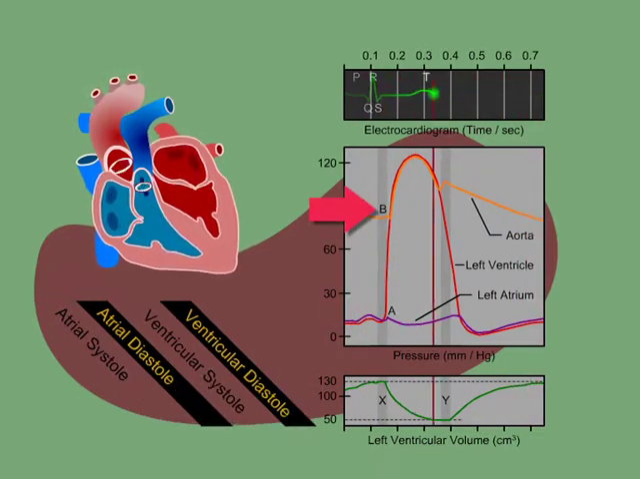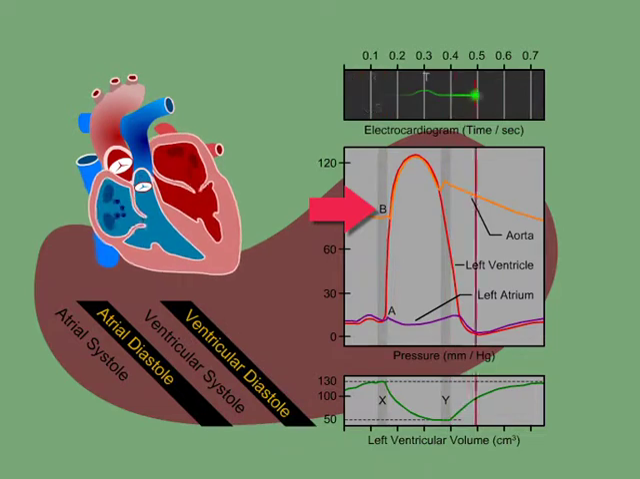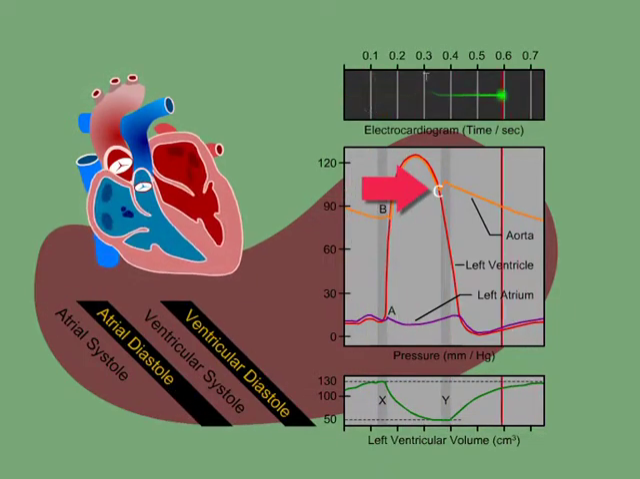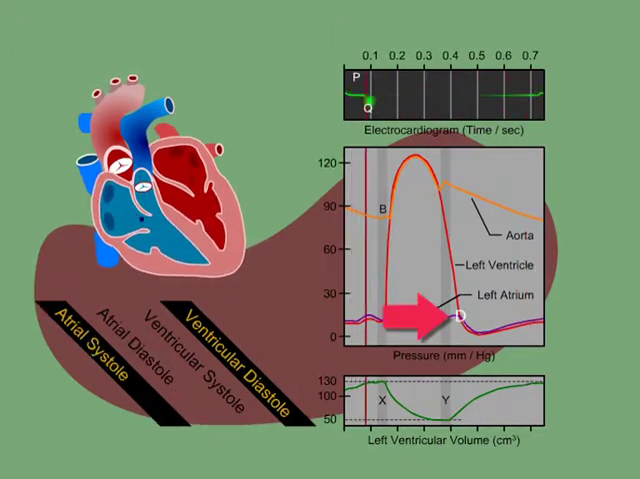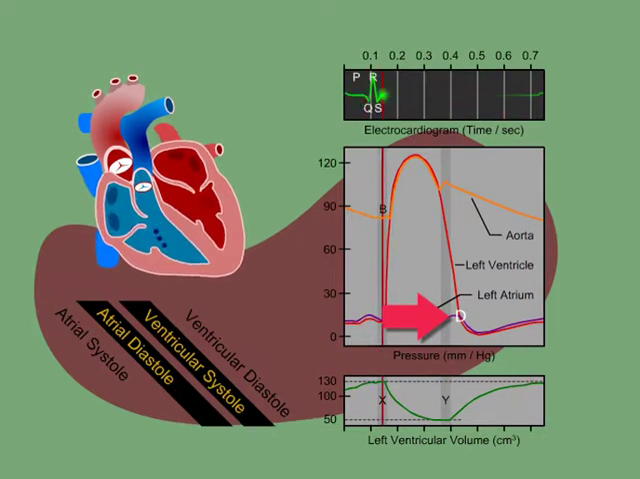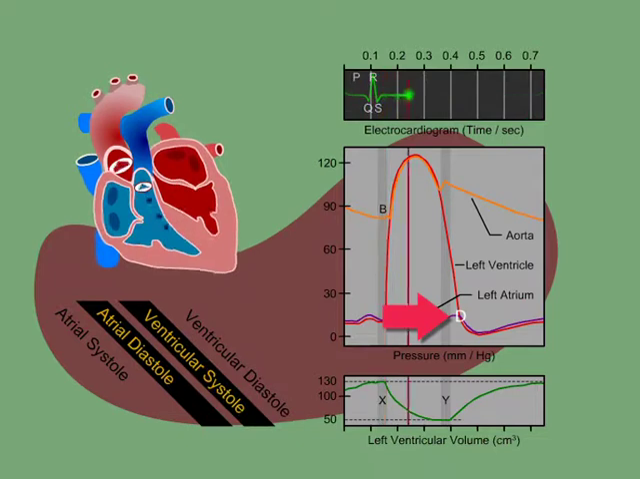At point B, the pressure in the ventricle exceeds that of the aorta, so the semilunar valve at the base of the aorta is forced open. At point C, the pressure in the ventricle falls below that of the aorta, so as blood falls into the flaps of the semilunar valve, it shuts. At point D, the pressure in the atrium is above that of the ventricle, and so the atrioventricular valve opens.